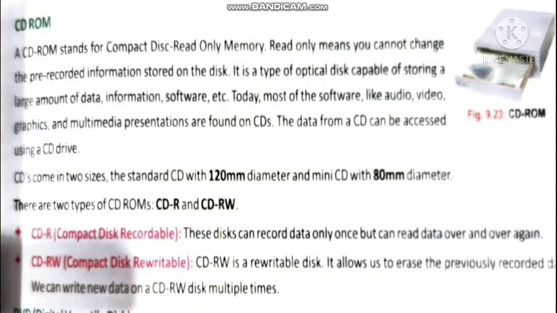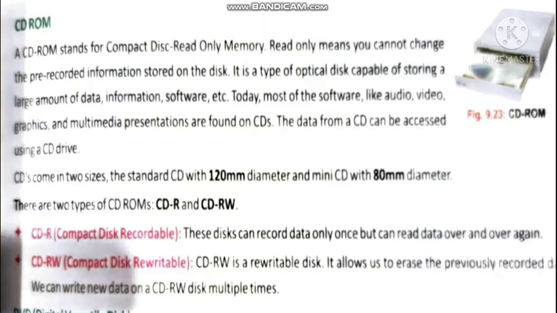Only once you can record the data, but reading can be done any number of times. Next, we have CDRW, which stands for compact disk rewritable. Here, any amount of leftover data space can be reused afterwards. Like I told, 100 MBs are there, 50 MB you have used on Monday. Then on any other day, you can rewrite the CD again. And no doubt it can be read a number of times also.